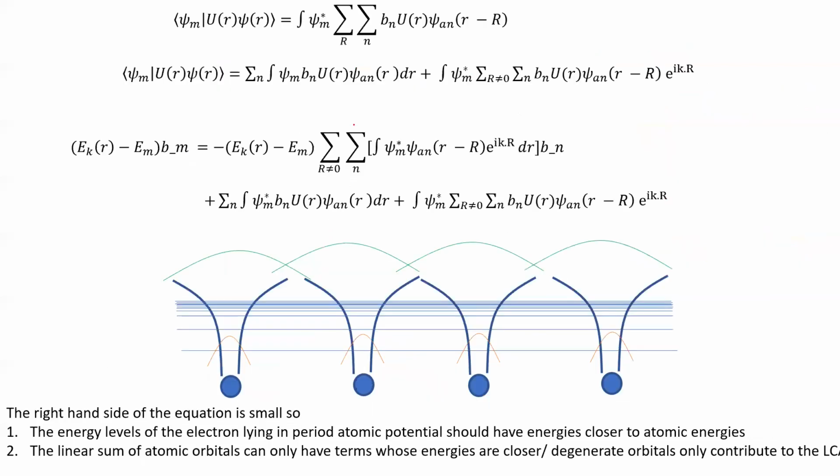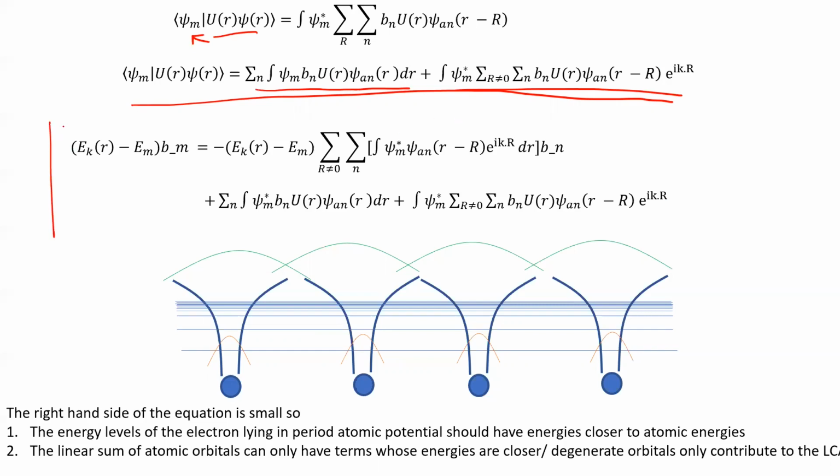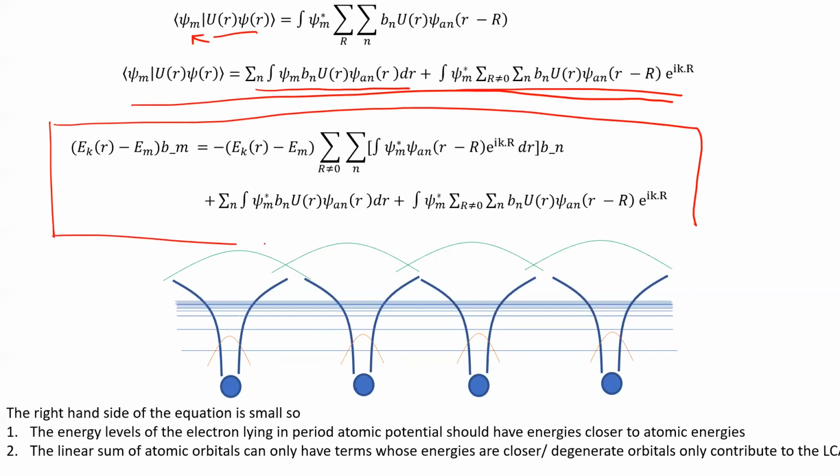So what is the solution for Ur acting on psi r and its overlap with psi m? You will get once again this big equation. This one when r equals 0, and this one when r not equal to 0. Whatever be our previous discussion, right? The crux of all these things lies in this equation. Though it seems big, the most important characteristic comes here.